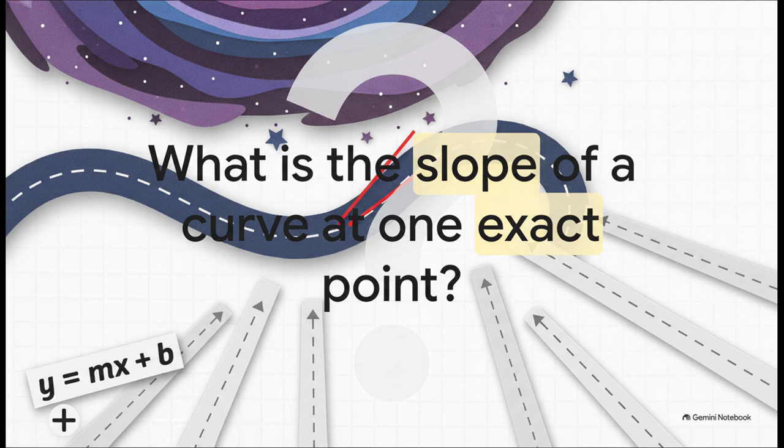Which leads us to this massive final thought. Calculus eventually takes this whole idea of a straight line slope and asks a truly incredible question. What is the slope of a curve at one exact point? You literally can't answer that without everything we learned today. The rules of straight roads are, quite literally, the key to unlocking the curves of the universe.